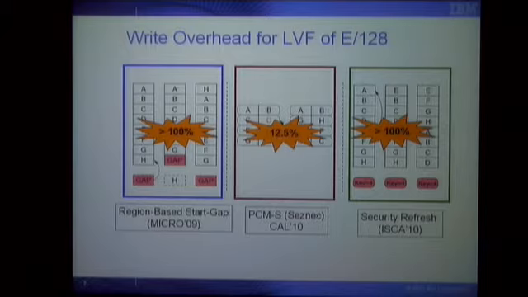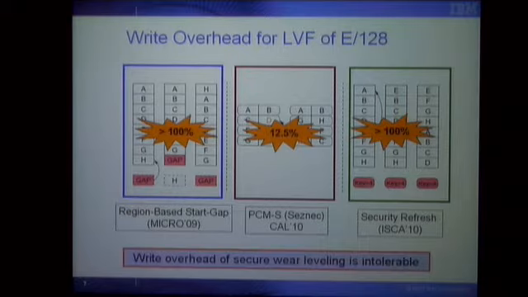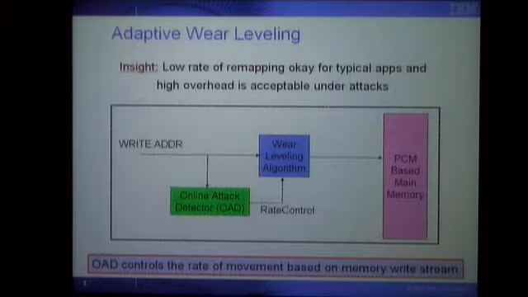These overheads are intolerable because every write will incur one or more writes. Writes are expensive, they're slow, they're power hungry, they take away useful endurance. So it's impractical to have this high an overhead for secure wear leveling algorithms. But we do need robustness. So we need both. We need low overhead for typical applications, yet we need robustness under attacks.